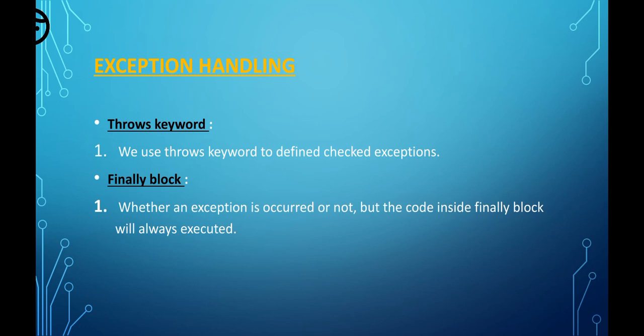So what's the use of the finally keyword or finally block? Whether an exception occurs or not, the code inside the finally block will always be executed. If you define a part of the program as a finally block, it should get executed whatever it takes. That's the reason we use the finally block to execute that part of the program.